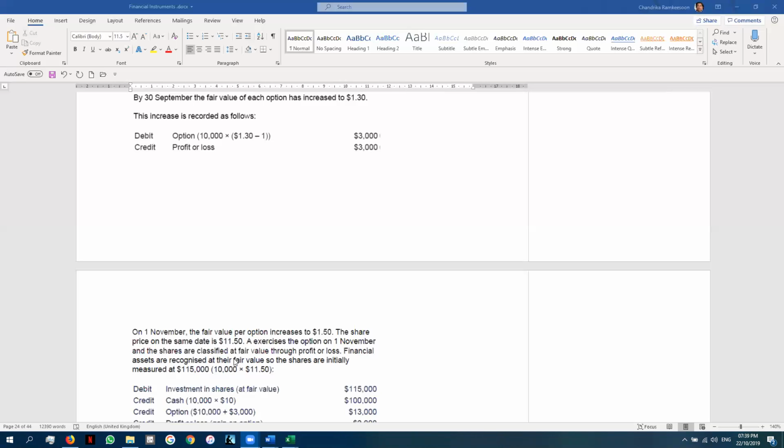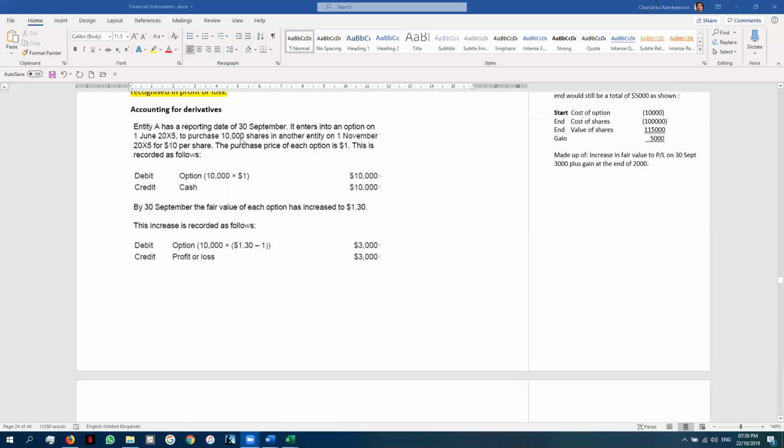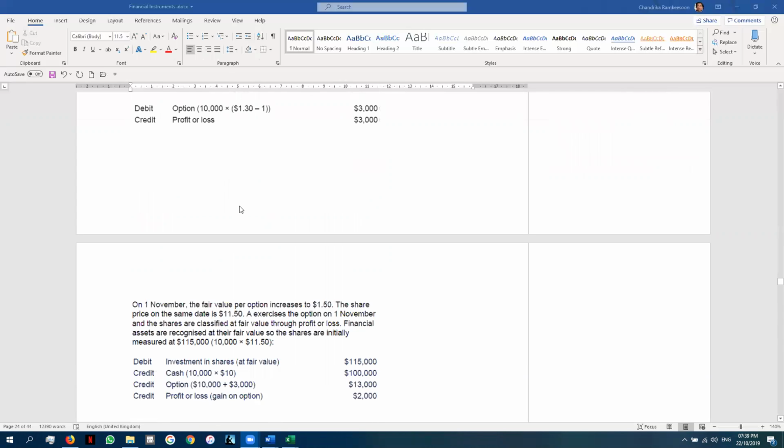Financial assets are recognized at their fair value, so the shares are initially measured at $115,000. Now, by the way, notice here in this example, the actual share price went to $11.50, whereas the price applied to the 10,000 shares in the agreement was $10. As long as the actual price of the share increases above the contracted price, it makes sense for A to exercise. The reason being, A will only pay $10 a share for something which is worth $11.50.